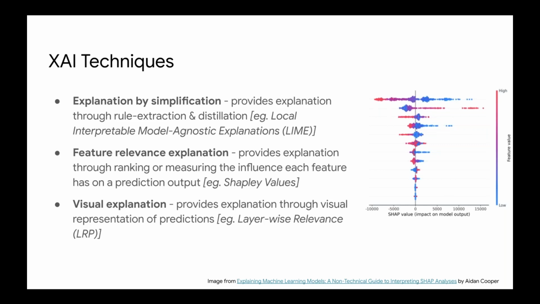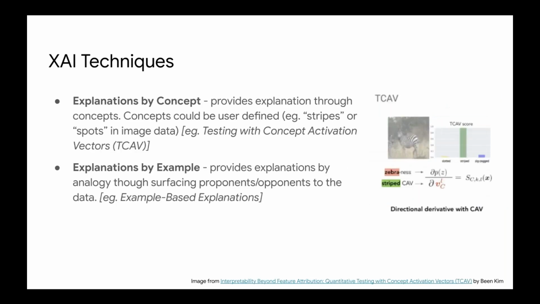There's visual explanation techniques. There's actually a newer method, explanations by concept. So if you look at this image to the right, this is a technique called TCAV, where you could define a concept like striped in images, and then you could use TCAV to understand how much that concept contributed to the prediction score. So in this case, it's telling us that stripedness contributes greatly to whether something is identified as a zebra or not. And then there's also explanations by example.